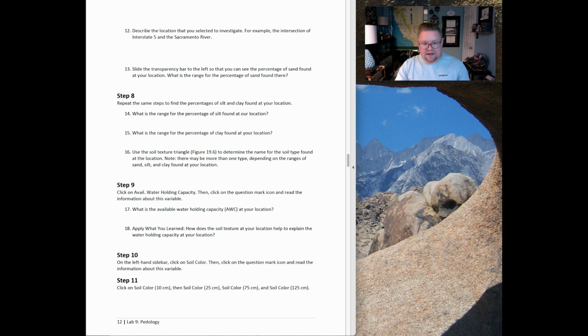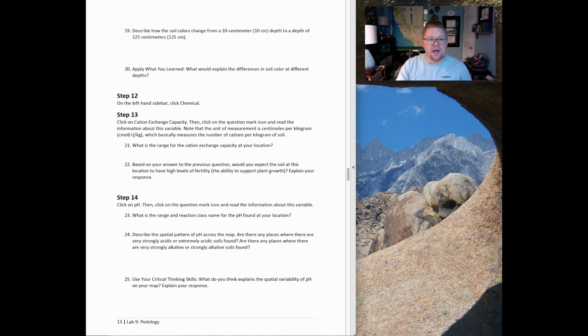Then step 10, it says on the left-hand sidebar, click on the soil color, then click on the question mark to read more about that attribute and the colors that are available. Step 11, click on the soil color 10 centimeter and the soil color at 25 centimeter and the one at 75 and also the one at 125. And once you do that, you're going to be able to describe how the soil colors change with depth, from the surface going downward.